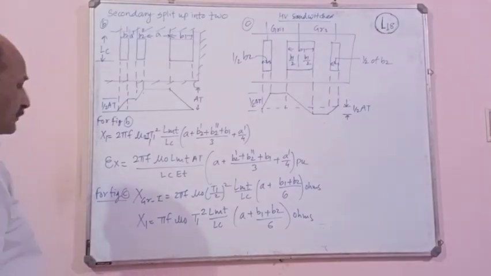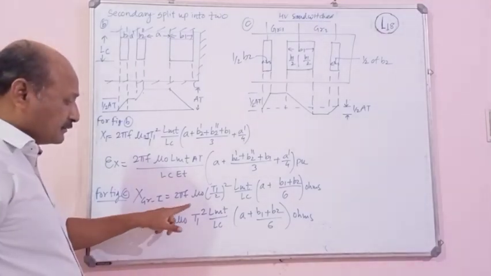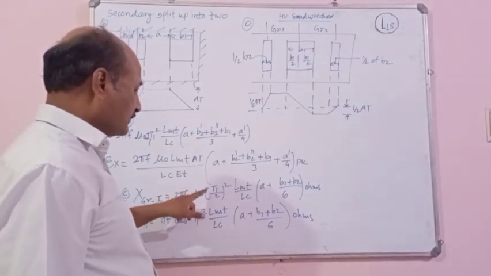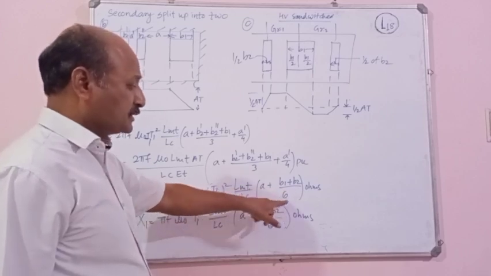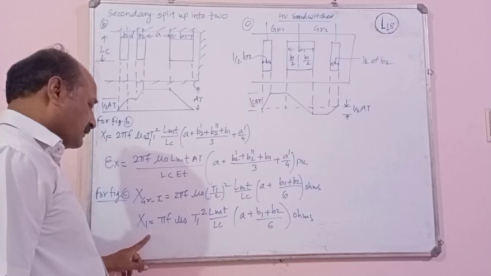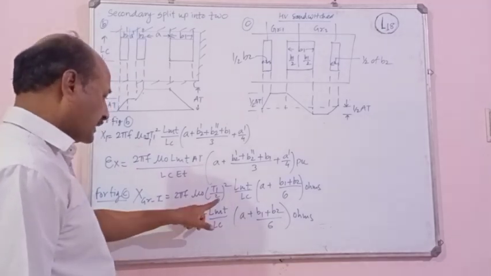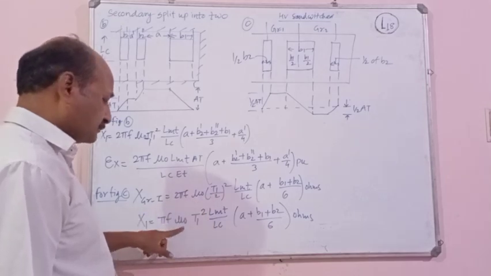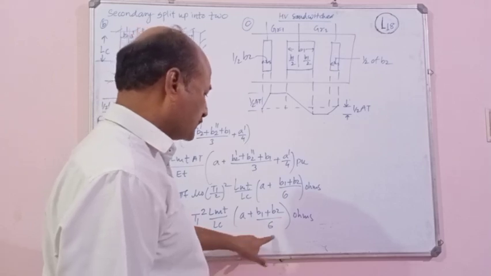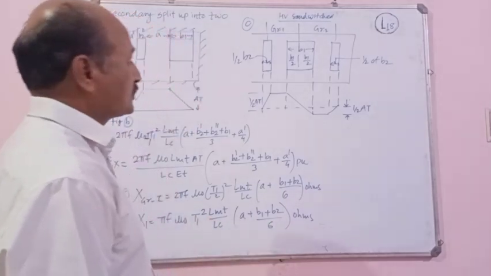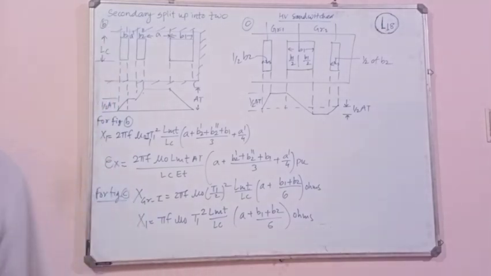So for this case, again for group 1, what is the reactance? 2 pi f mu 0 (T1 by 2) squared LMT by LC (A + B1 + B2)/6 ohms. So X1 equals pi f mu 0 T1 squared LMT by LC (A + B1 + B2) divided by 6 ohms, as the 2 is cancelled out. What is the next one? The next one is the derivation for the next type of winding.